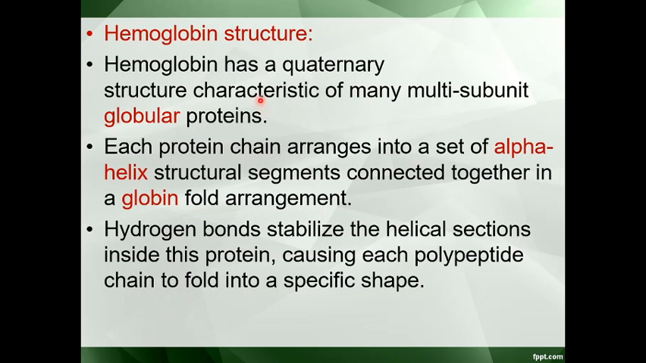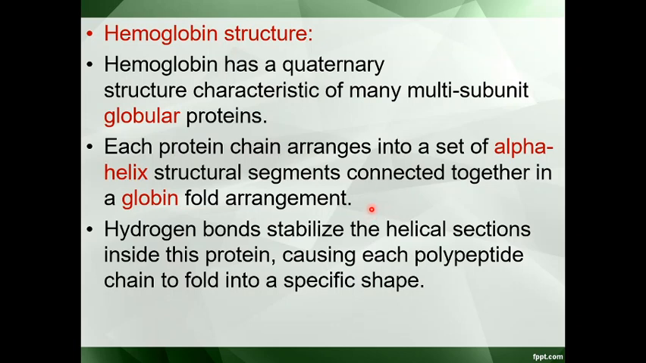Hemoglobin structure: we have already discussed that it has a quaternary structure. I explained to you what a quaternary structure is. Quaternary structure is when the monomers are arranged in a way to make a complete functional unit. Each protein chain arranges into a set of alpha helix structural segments connected together in a globin folded arrangement. You have seen the arrangements of the chains in the helical segments. I have already told you that the four monomers are attached together by hydrogen bonds.